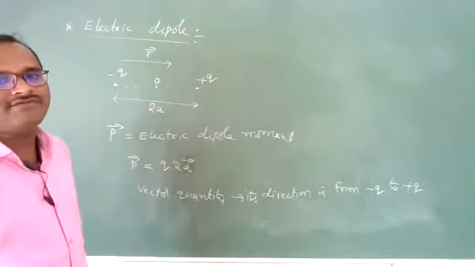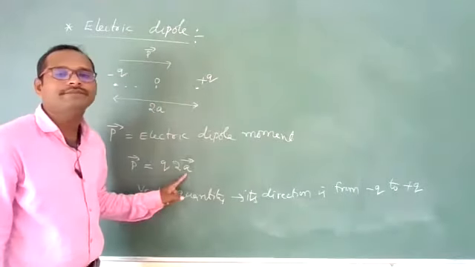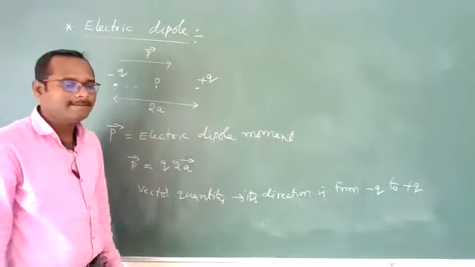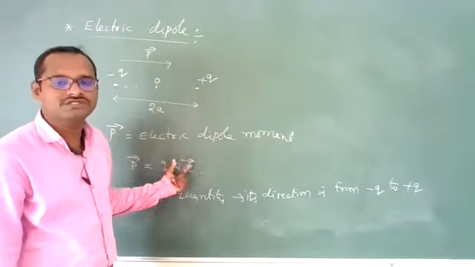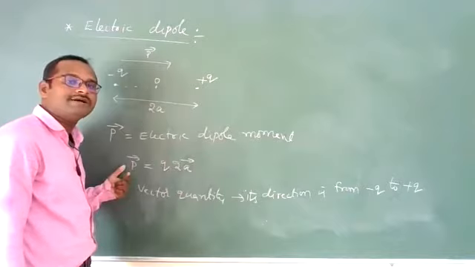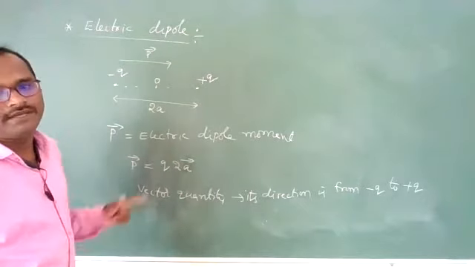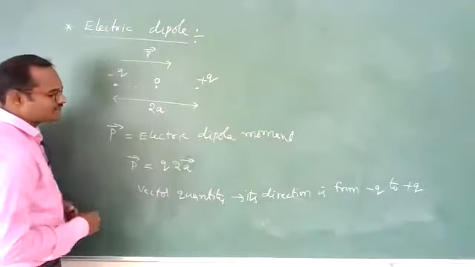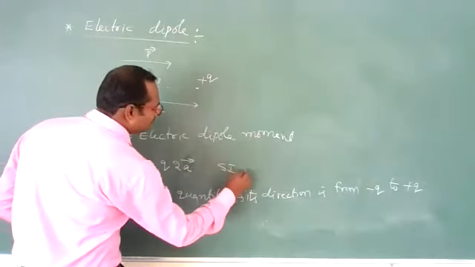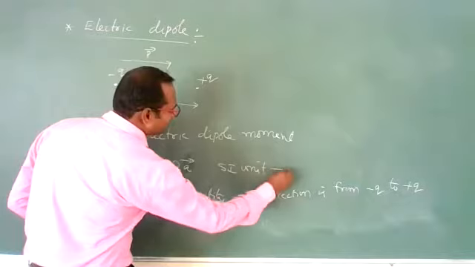What is the dipole moment value? Q into 2A. However, charge is a scalar quantity and 2A is a vector quantity. So that's why electric dipole moment is also a vector quantity, and its direction is from negative charge to positive charge. What will be the SI unit of electric dipole moment?